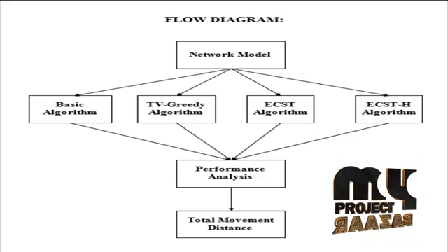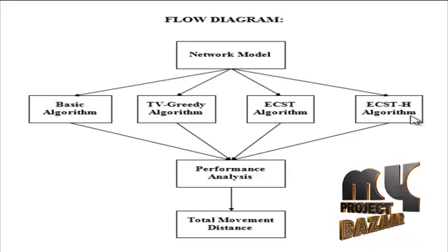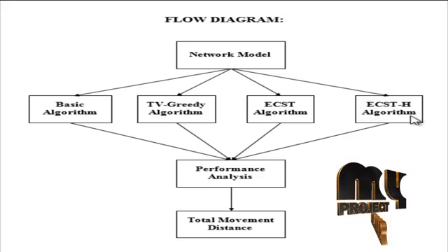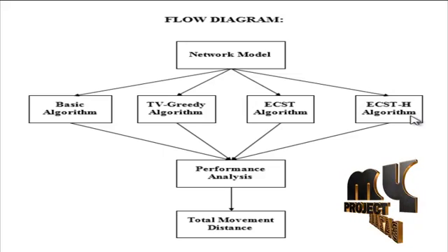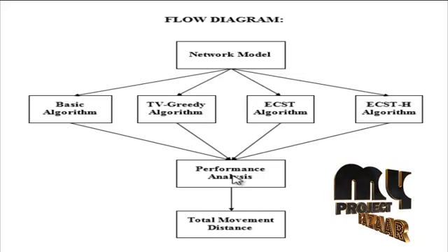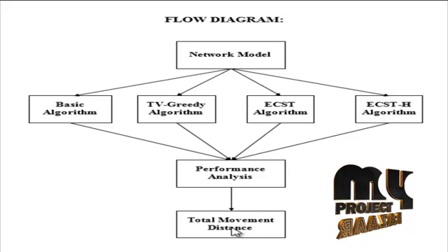Next, in the ECST-H algorithm, that is the extended ECST algorithm, with the output SP of the ECST algorithm, the next step is to assign the rest of the mobile sensors one by one to each point in SP with the minimum movement. Since it is actually an assignment problem, it can be solved using the extended Hungarian method. Finally, we perform the performance analysis. Here we evaluate the total movement distance against the number of mobile sensors.